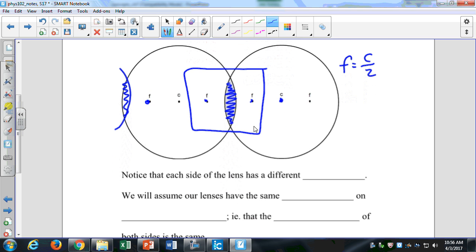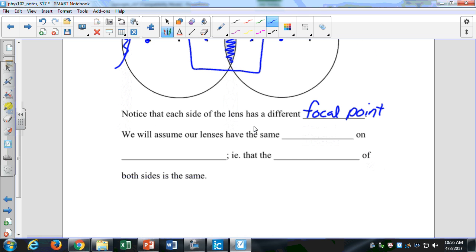Also notice that each side has a different focal point. We didn't have that with mirrors because they just had one side. But with lenses, you can have two different focal points. But that doesn't happen very often, so we'll assume that our lenses have the same focal point on both sides. But if you go into some upper level classes where you're dealing with light, you might see lenses that have two focal points. But I don't know if I've ever seen a lens with two focal points. So we'll assume that our lenses have the same focal point on both sides. And that just means that the curvature of both sides is the same. It's cut from the same sphere.